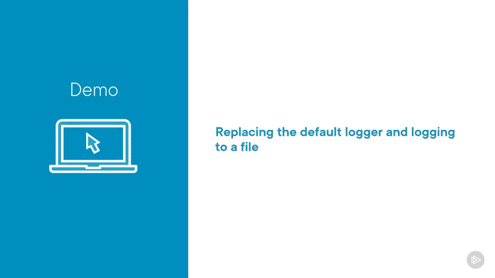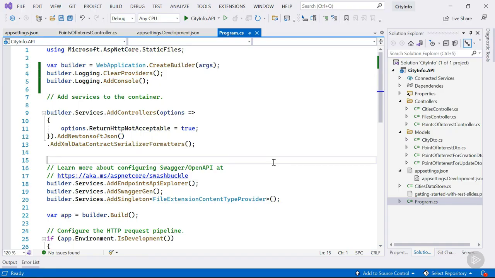In this demo, we'll look into how we can replace the built-in logger and log to a file. The built-in logger is fine, but some people prefer third-party loggers, often because they offer additional features. One of these is logging to a database or file. ASP.NET Core out of the box doesn't contain those.